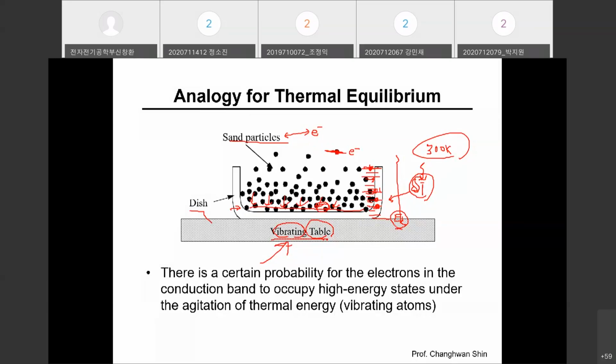So that kind of thing happening in the conduction band of pure silicon material is quite well matched to the sand particles in a dish on a vibrating table. So this slide would like to give you some intuition and insight into how free electrons in silicon material are distributed in its conduction band. And here one key message is there exists a certain amount of probability, non-zero probability, for the electrons in conduction band to occupy high energy states at thermal equilibrium or under the agitation of thermal energy. Okay, so that is the concept of thermal equilibrium.